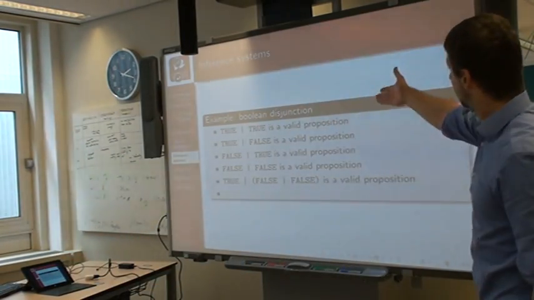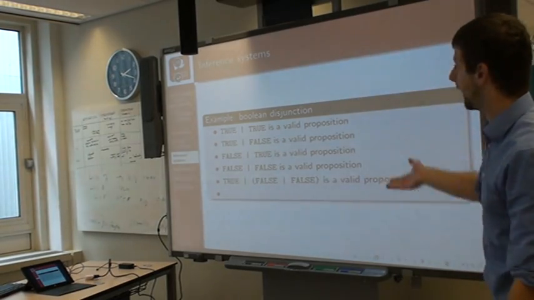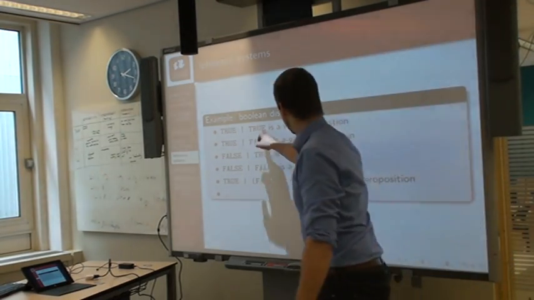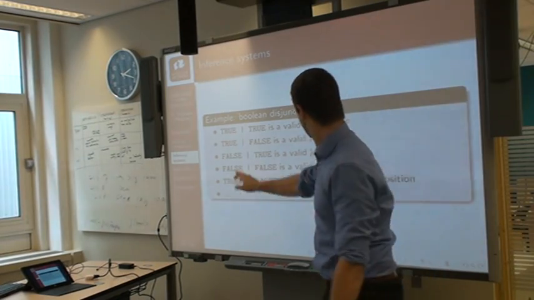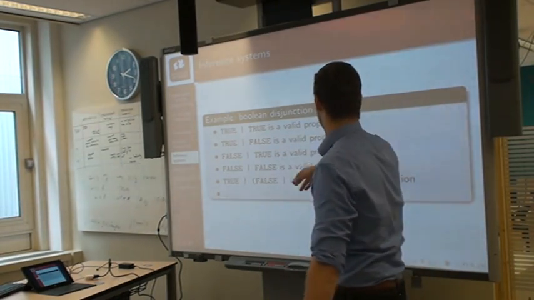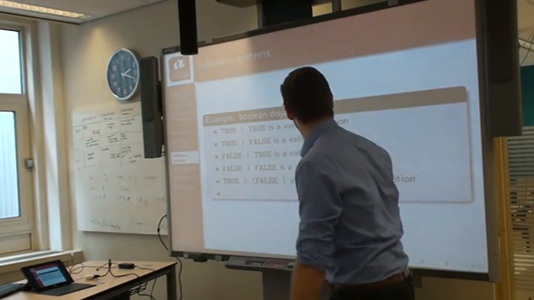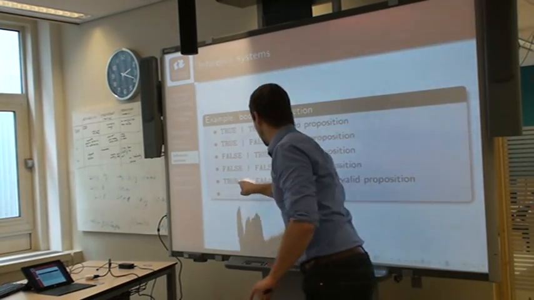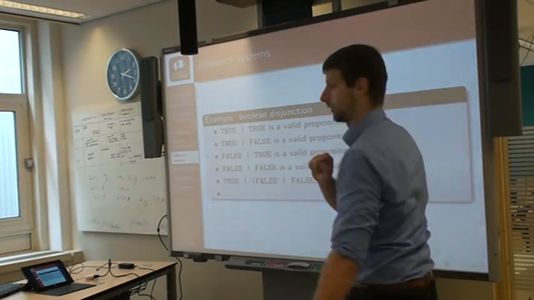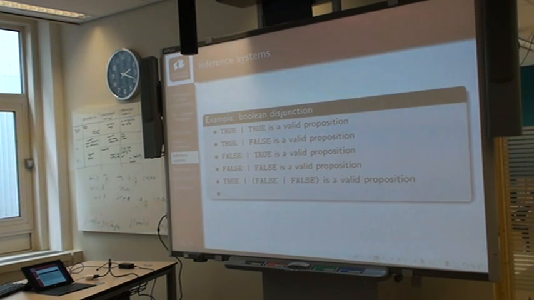Good. So now these are all things that we could write. True or true is a valid proposition. True or false is a valid proposition. False or true is a valid proposition. False or false is a valid proposition. But also, true or false or true is also a valid proposition. So we have just defined this.